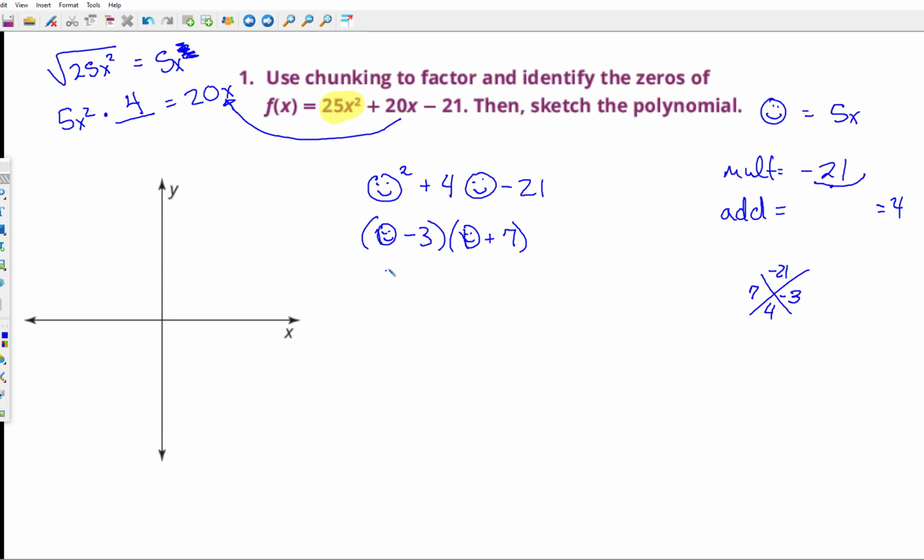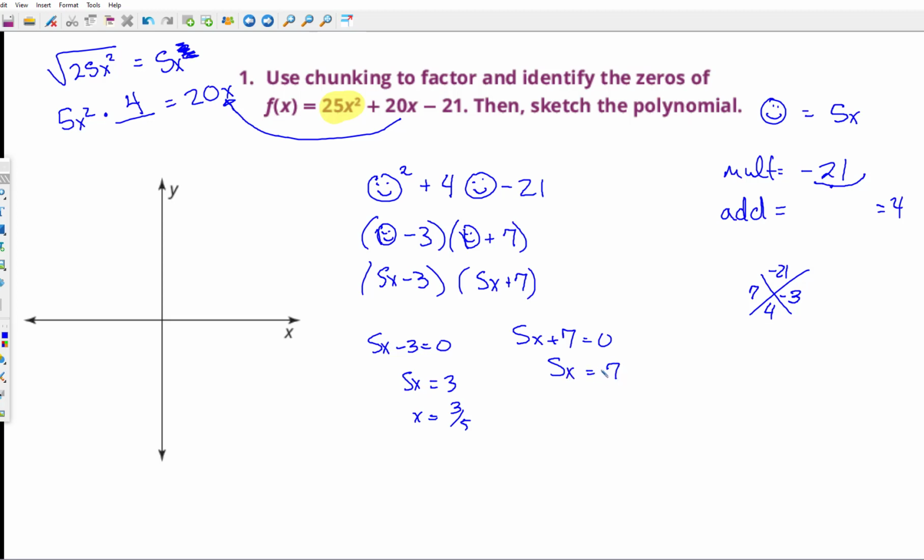And so that means that I have 5x minus 3 and 5x plus 7. 5x minus 3 is equal to 0, and 5x plus 7 is equal to 0. And this is going to get us to our spot of where we can solve it. 5x is equal to 3, x is equal to 3/5. 5x is equal to negative 7, and x is equal to negative 7/5.